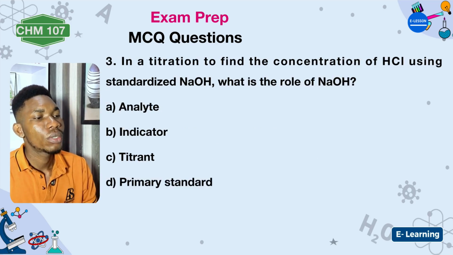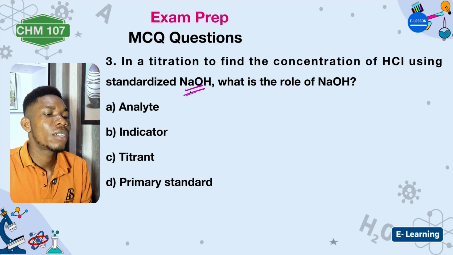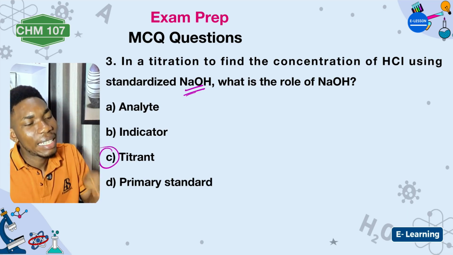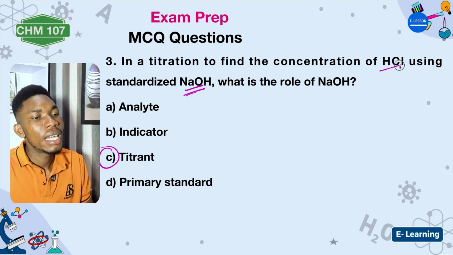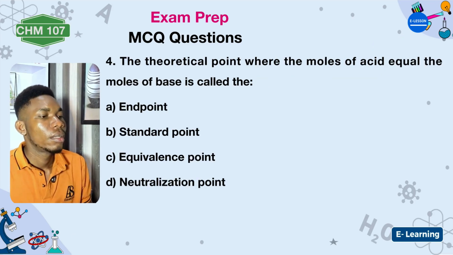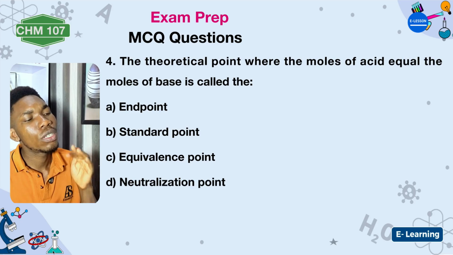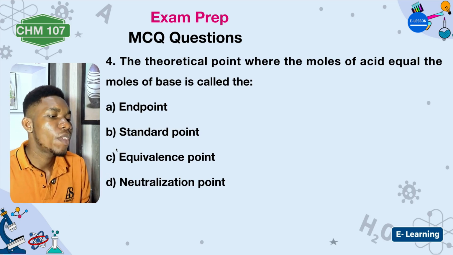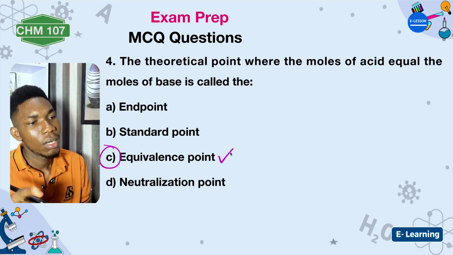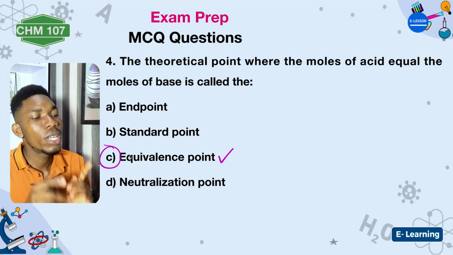Now, in titration to find the concentration of HCl using standardized sodium hydroxide, what is the role of sodium hydroxide? Standardized sodium hydroxide means sodium hydroxide is the titrant, because it is the one that is standardized. You want to find the concentration of HCl. HCl, whose concentration you are looking for, is the what? The analyte, while sodium hydroxide is the titrant. The theoretical point where the moles of acid equal the moles of base is called what? The equivalence point. If it is experimental, where there is a color change, you call that the what? The end point. But theoretical is the equivalence point.